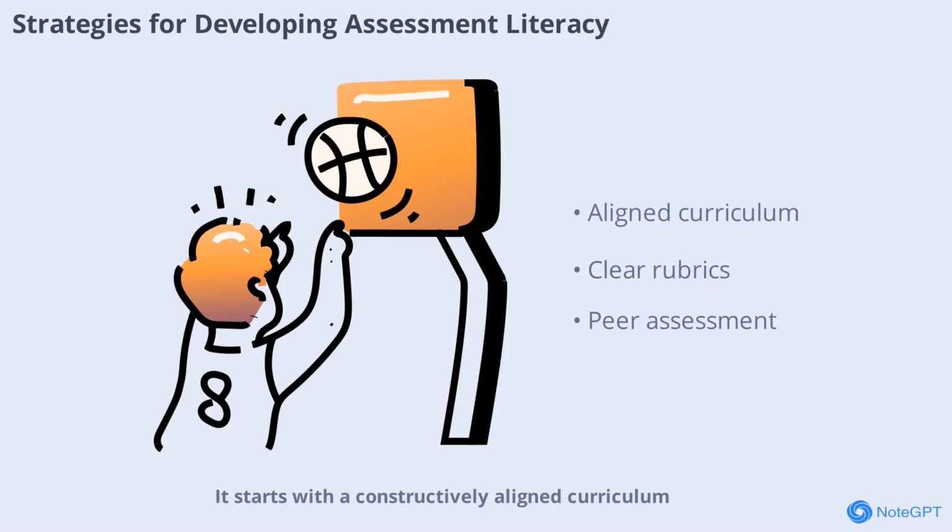It starts with a constructively aligned curriculum, where assessments are closely linked to learning objectives. Educators should provide clear rubrics, exemplars, and explicit briefs, making expectations transparent. Opportunities for feedback dialogue, peer assessment, and experiential learning are also crucial. By embedding these strategies into the curriculum, universities can support students in becoming confident, assessment-literate learners.